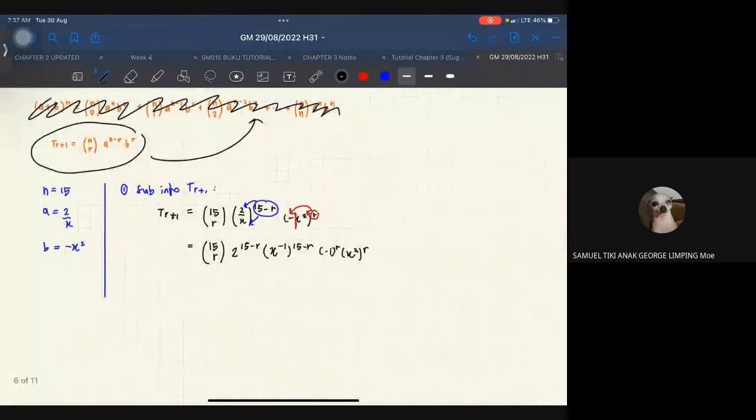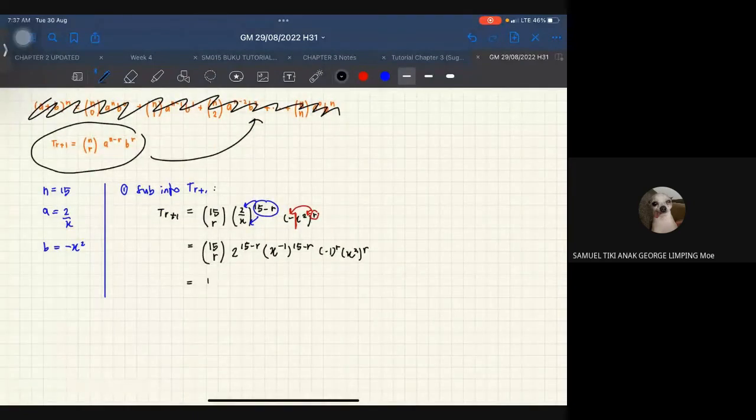Okay, so let's simplify some more. So 15r will stay as it is. Okay, and then 2 power of 15 minus r pun sama, stay juga. Okay, and then saya nak bawa yang negative 1 ni duduk dekat tepi. So dia jadi negative 1 power of r.